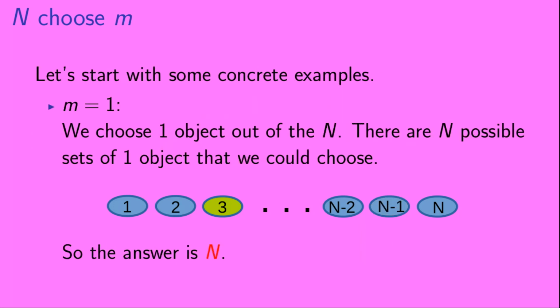Okay, so let's start with some concrete examples. Let's start with m equals 1. So we choose one object out of the n. There are n possible sets of one object that we could choose, so the answer is n.